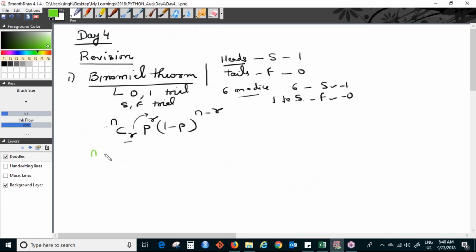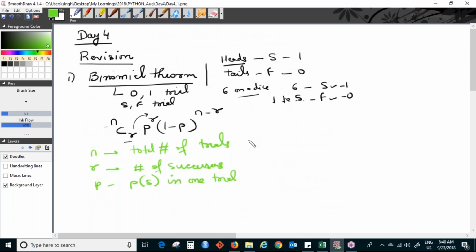Here n is the total number of trials, r is the number of successes that you are looking for, and p is the probability of success in one trial. Now compare this with the example that we talked about yesterday: getting 17 heads in 20 tosses.